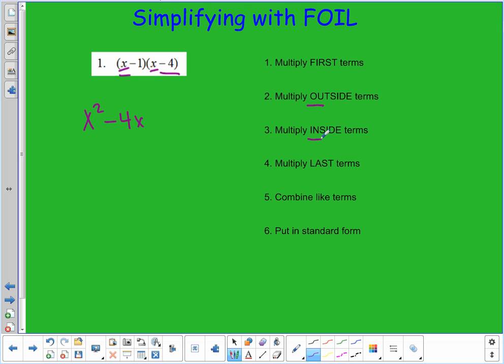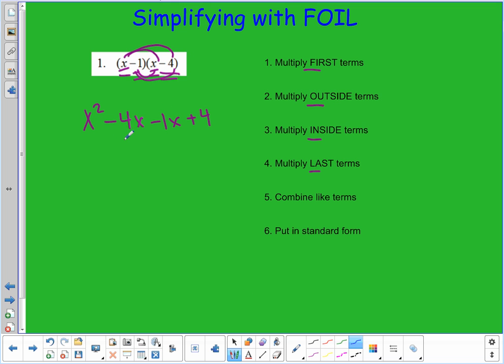Then I multiply the inside, which gives me negative 1 and x, so that's negative 1x, and multiply the last, which is negative 1 times negative 4. Negative 1 times negative 4 is positive 4. So really it was this times that, and then this times that. Two sets of distribution. I distributed this first part to both things behind, and this second part to both things behind. That's really what's happening here.